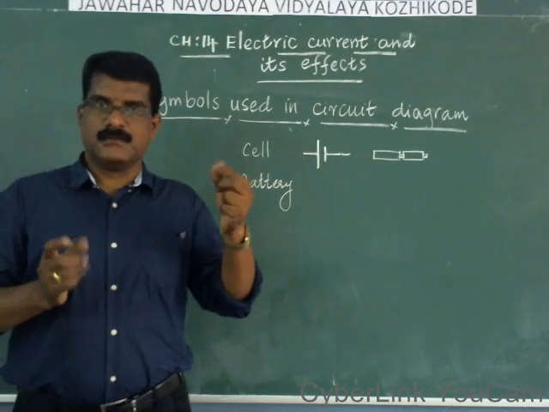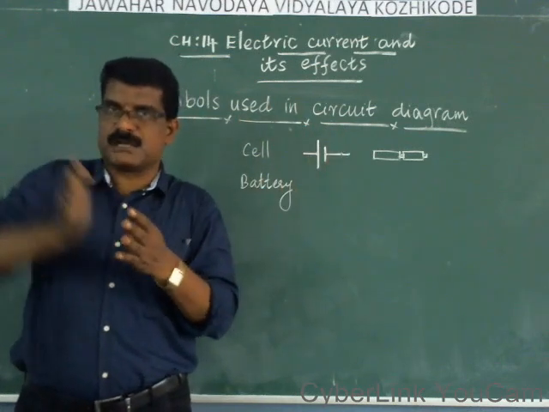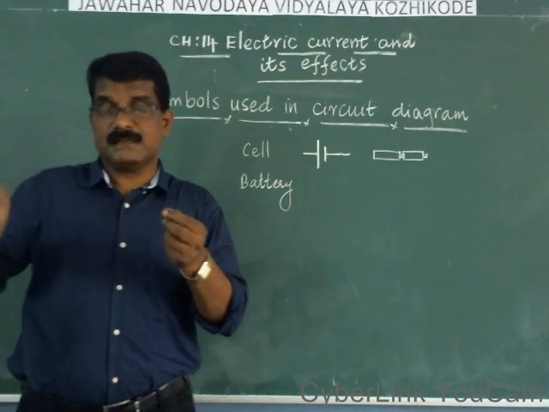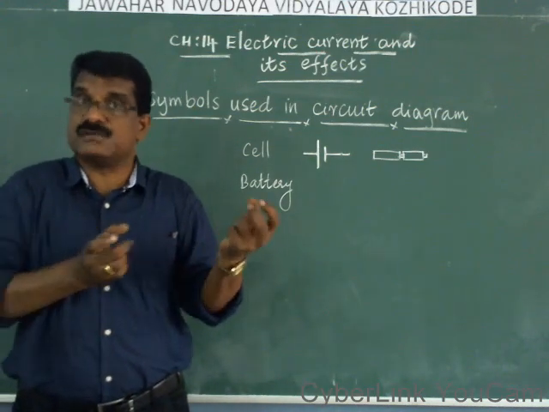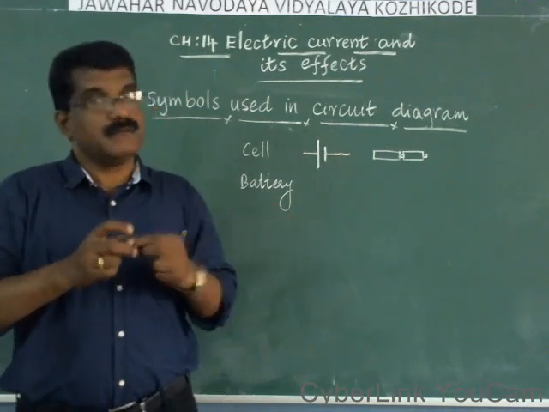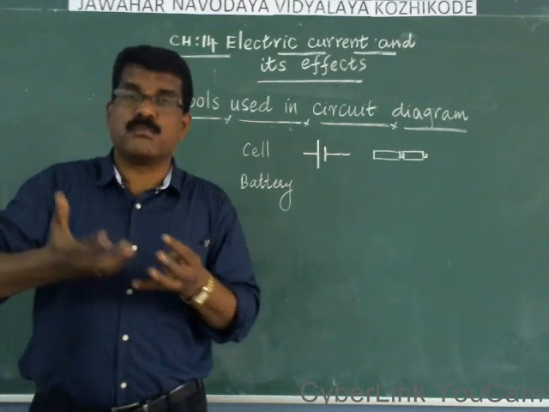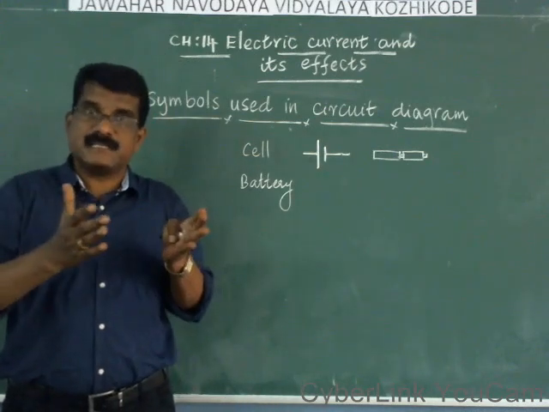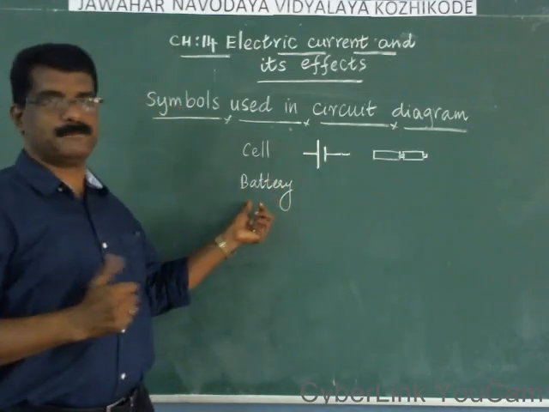Okay. Positive terminal, negative terminal. Next cell, positive terminal, negative terminal. So when the second cell's positive terminal is at the back of the negative terminal of the first cell, then we say that it's a battery. So what do you mean by battery? When two or more cells are arranged in a proper direction, proper order, we say that battery.